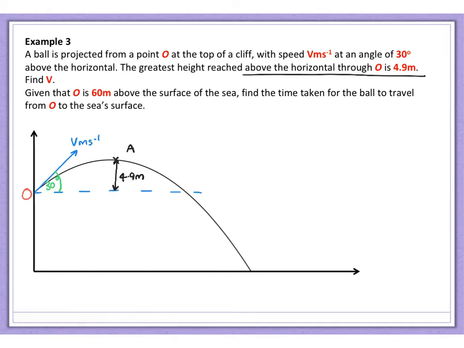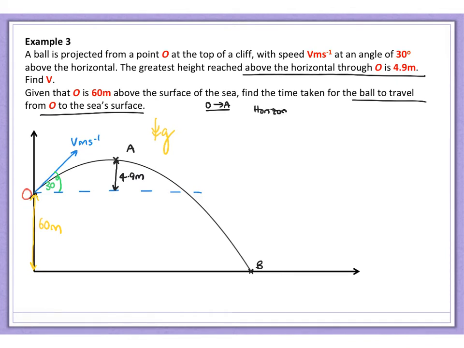We also know later on that O is 60 meters above the surface of the sea, like that. And we're being asked to find the time taken for the ball to travel from O to the sea's surface here at B. Let's mark on the acceleration due to gravity g, and we're going to dive in straight away to the first part of this question, analysing the motion between O and A.